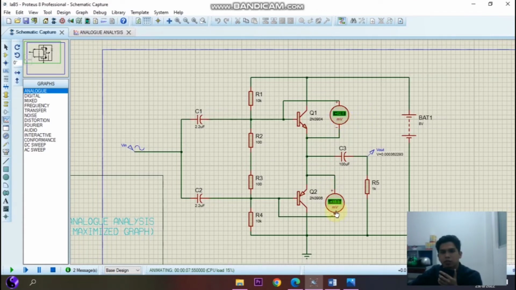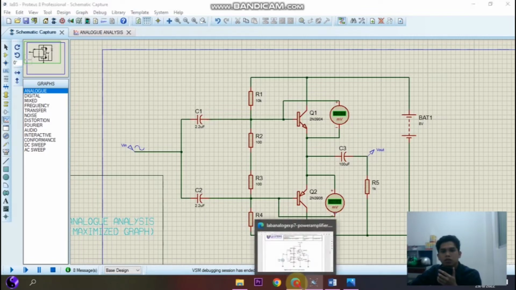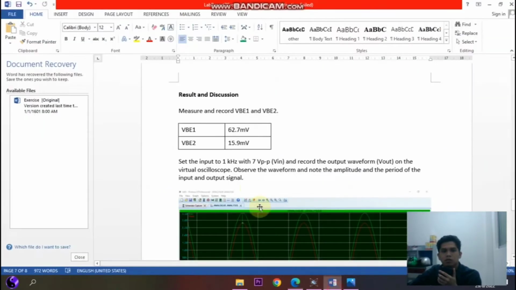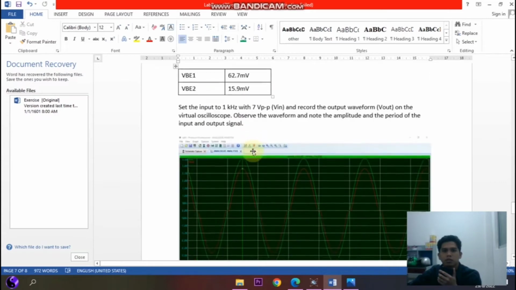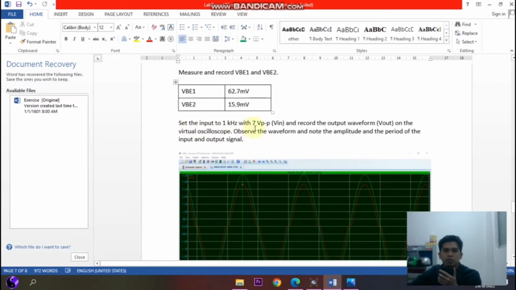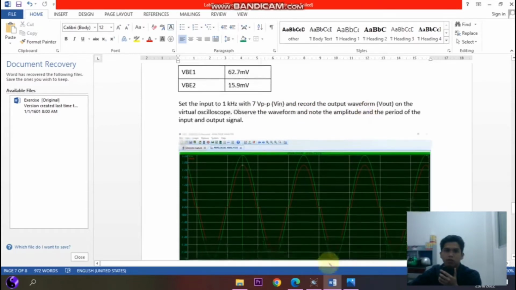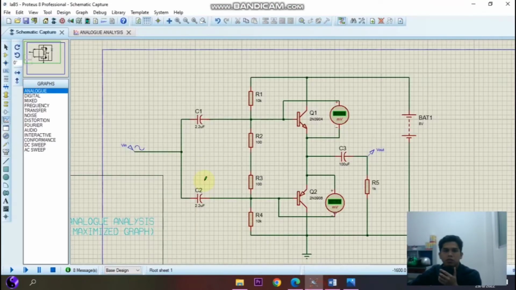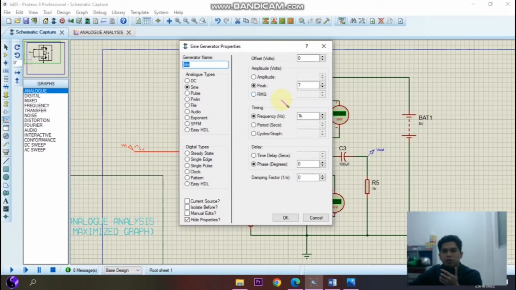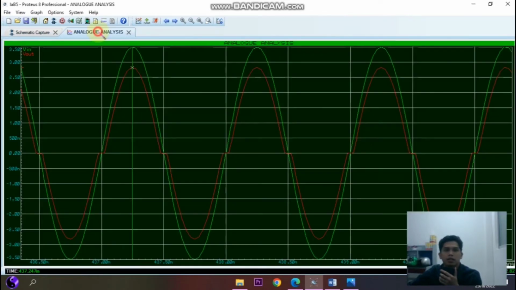Okay, so this value. Then we have to set the input to 1 kilohertz, 7V peak to peak, V in, and record the output waveform. So we already put the value peak to peak 7 and frequency 1 kilohertz. Okay, and this is the result for the waveform. You can see. Okay, and this is after we change it to bitmap.